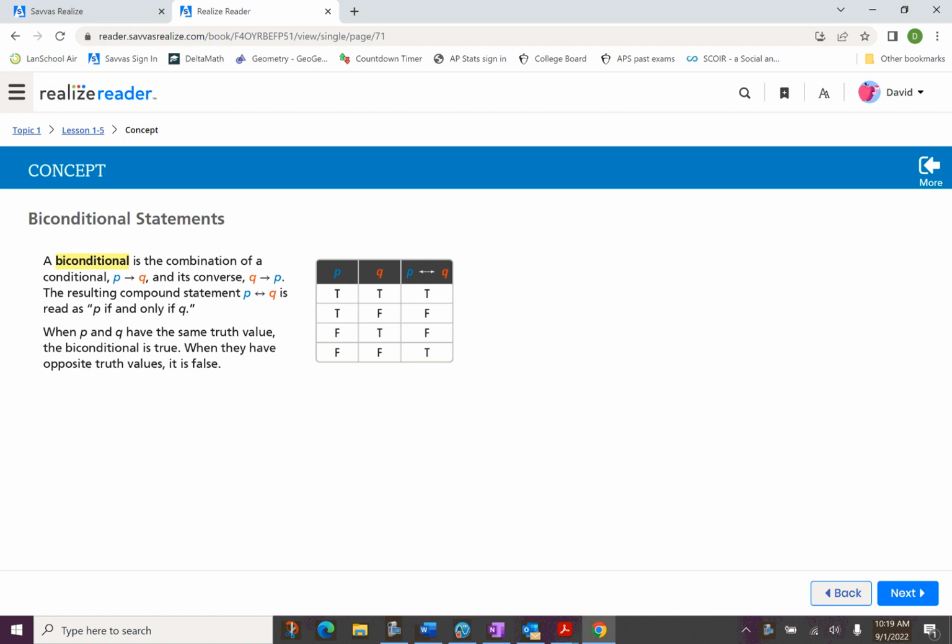Okay, so then here we have the lovely truth table for biconditionals. Notice also the symbol has changed for a biconditional, two arrows, because it's true going in either direction.